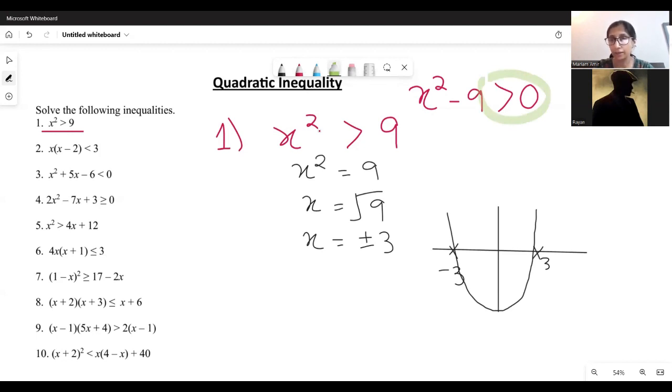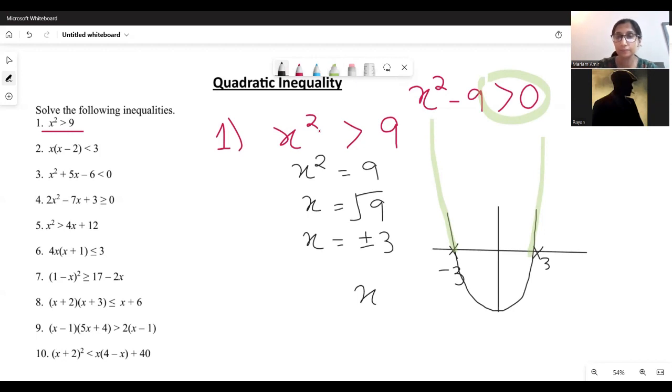Where is this graph greater than 0? Our graph is greater than 0, or above the x-axis, on the right side. And here. Dono taraf hai. Right se bhi greater than 0 hai after 3, aur left se bhi greater than 0 hai before minus 3. So our final answer would be x is.